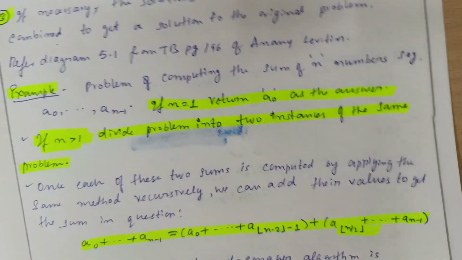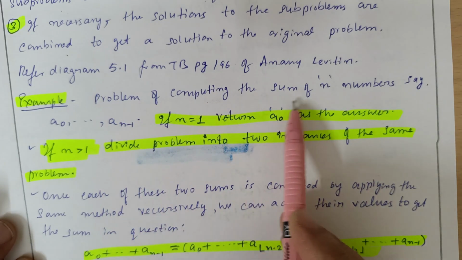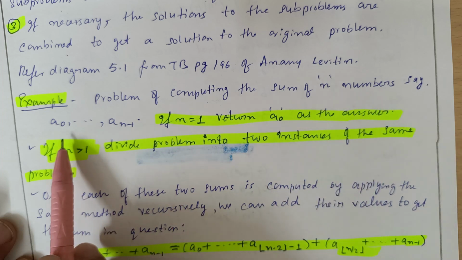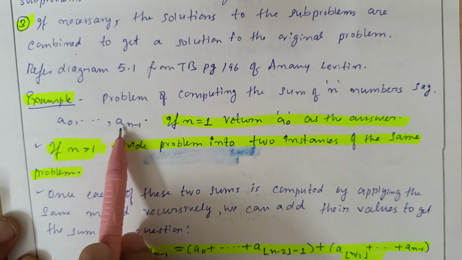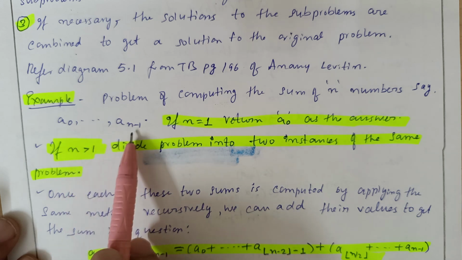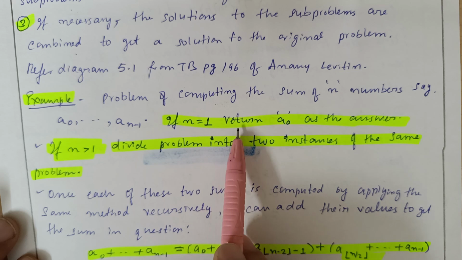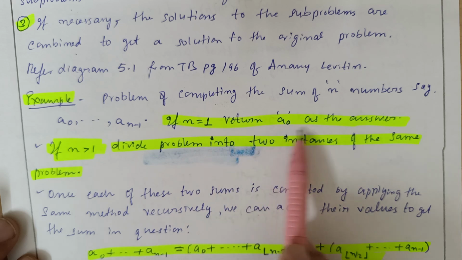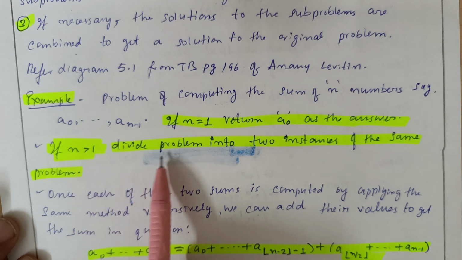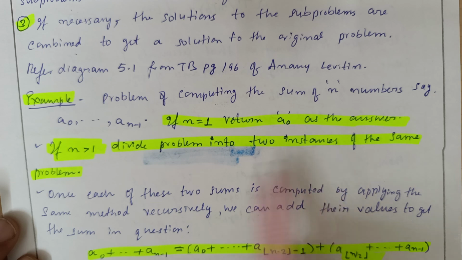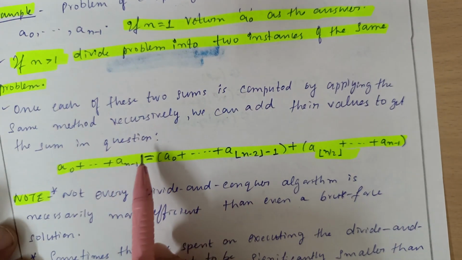We have to see one example now. Let us consider the problem of computing the sum of n numbers. Say for example, the numbers are a0, a1, etc. up to a n minus 1. These are the numbers we need to compute the sum of. If n is equal to 1, there is only one number and that number itself is the answer. If the total number of elements is more than 1, then we need to divide the problem into two instances of the same problem. Then recursively you find the sum of those subproblems and get the solution.